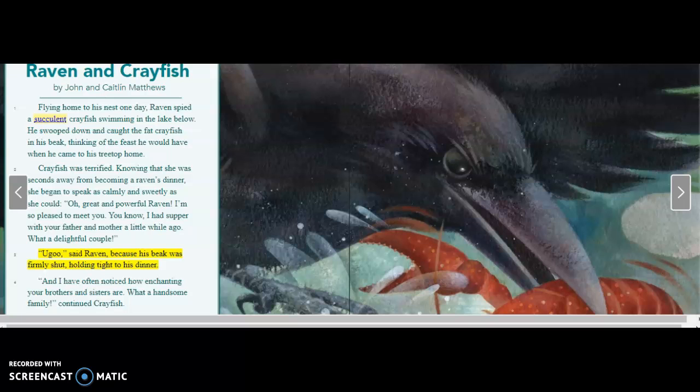"Agoo," said Raven, because his beak was firmly shut, holding tight to his dinner. "And I have often noticed how enchanting your brothers and sisters are. What a handsome family," continued Crayfish.